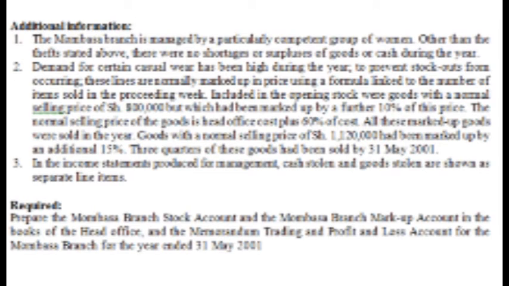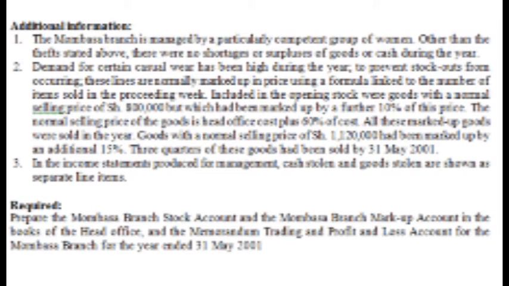Now, from the required point of view, we are to prepare a Mombasa branch stock account, then a branch markup account, then we have been told to prepare a memorandum trading profit and loss account. So there are some other items that have been left out, like the goods sent to the branch account, which is not being required, but we're going to have it anyway for visual purposes.